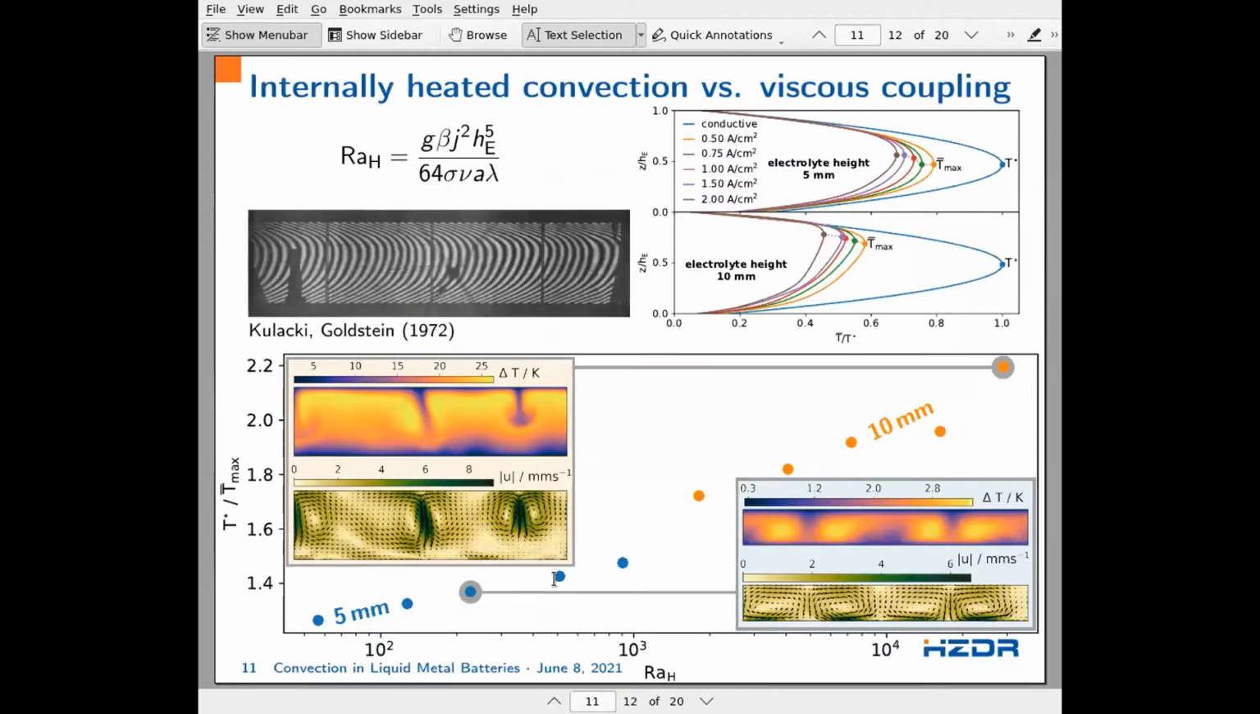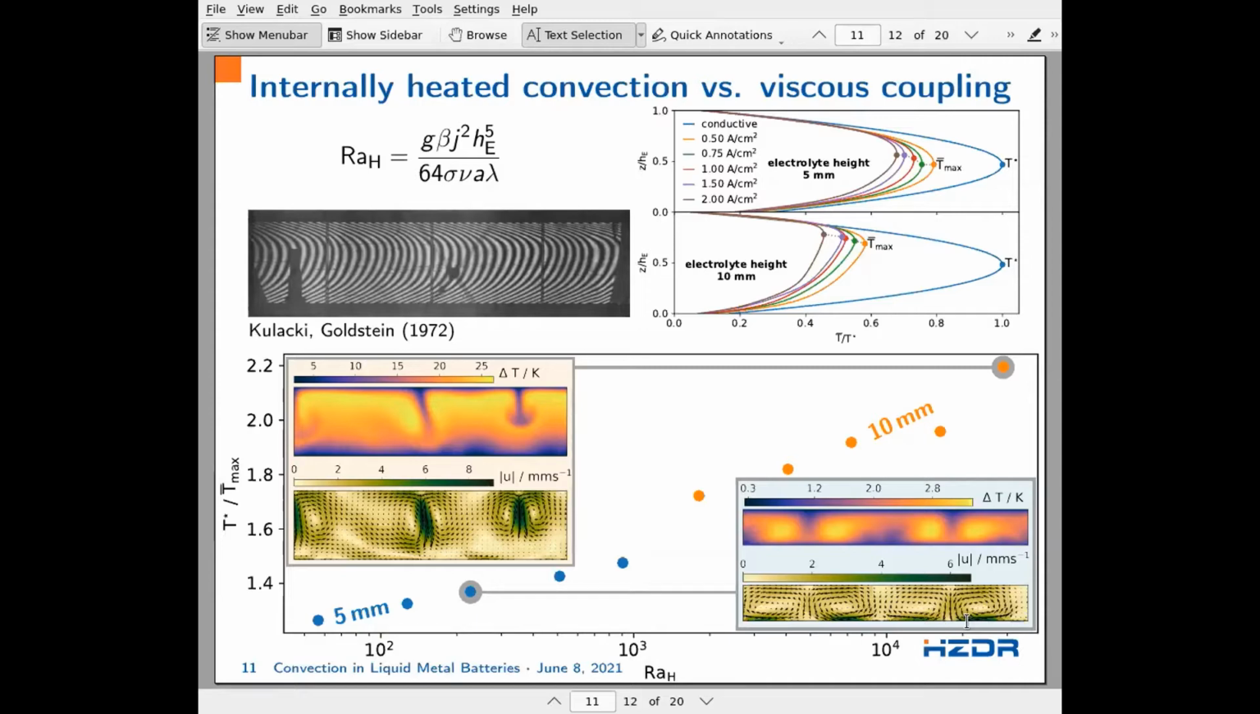Looking at the electrolyte, this is characterized by internally heated convection and viscous coupling. Viscous coupling is a momentum transfer from the cathode during charge to the electrolyte. For a thin electrolyte, only 5 millimeters thick, the Rayleigh number is below the critical one for most current densities. And the most intense flow is directly at the boundary to the cathode. The temperature profile is characterized by relatively regular vortex cells.